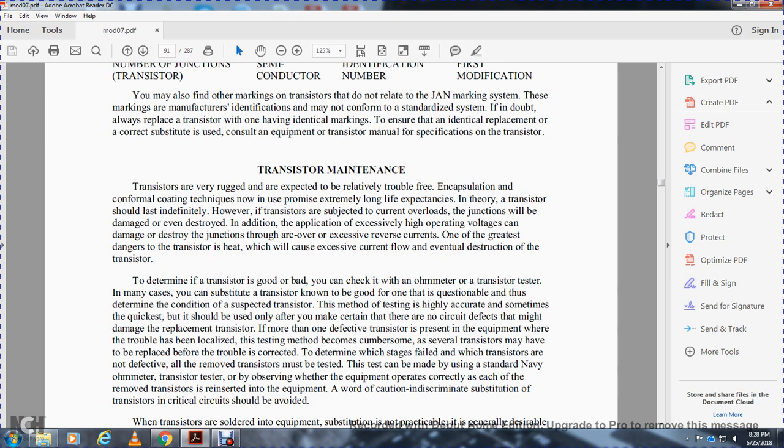The method of testing is highly accurate. Sometimes the quickest decision should be made only after you make certain that there are no circuit defects that might damage the replacement transistor. If more than one defective transistor is present in the equipment, you will have trouble having the fault localized. With this testing method, it becomes common.